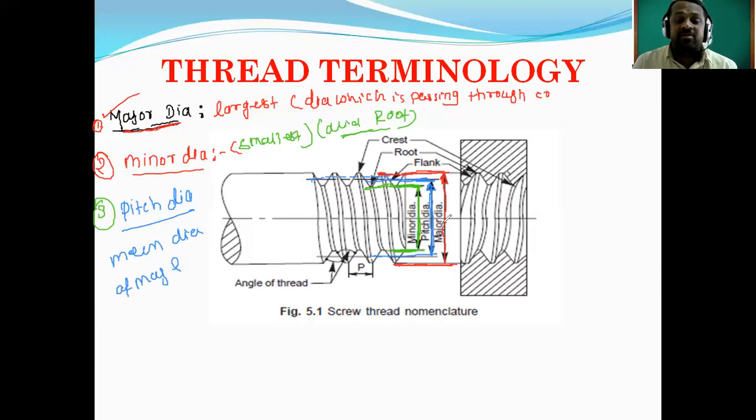It is called the pitch diameter. Again, we can call it the effective diameter. Okay, so understood? Yes. Yes, sir.